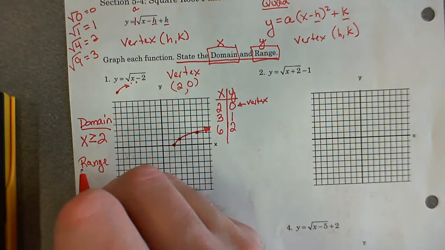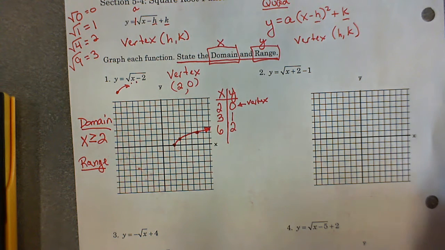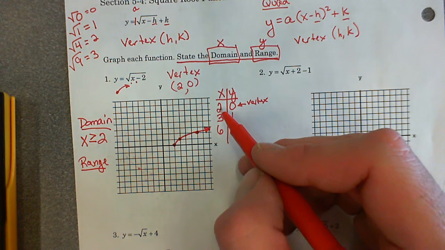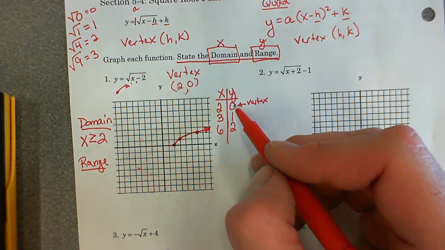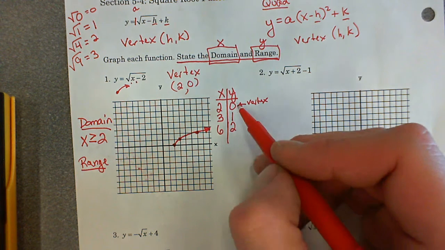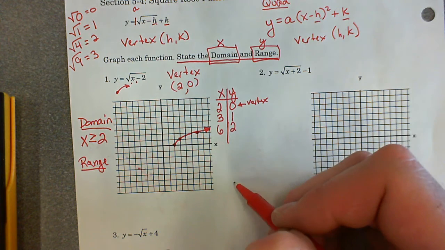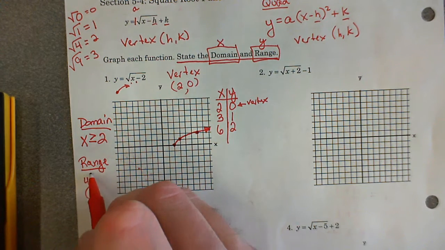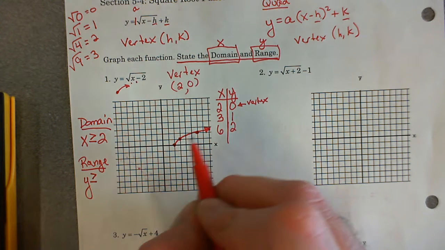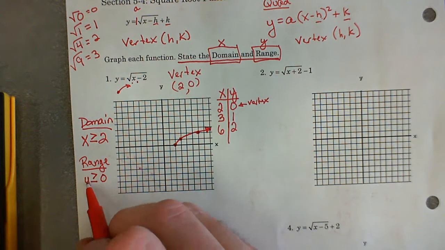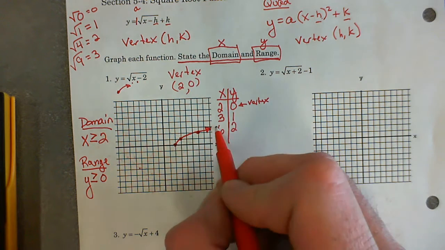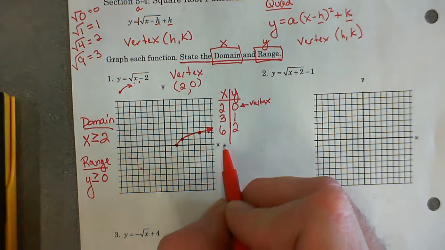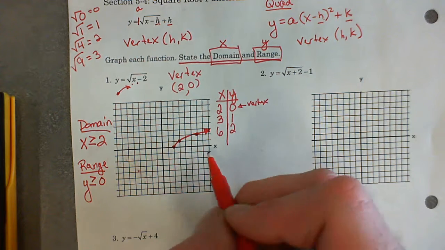Well, your range are the possible values of y. So what's happening to y? Well, when we start at x equals 2, our y starts at 0, and what's happening to our y values? The y values are getting bigger, bigger, bigger, bigger. As x increases, y increases. So our y is going to get larger, but it could equal 0. So it's greater than or equal to 0. See how it starts at 0 and goes up? That's your y. Your domain starts at 2 and moves to the right, so x is greater than or equal to 2.